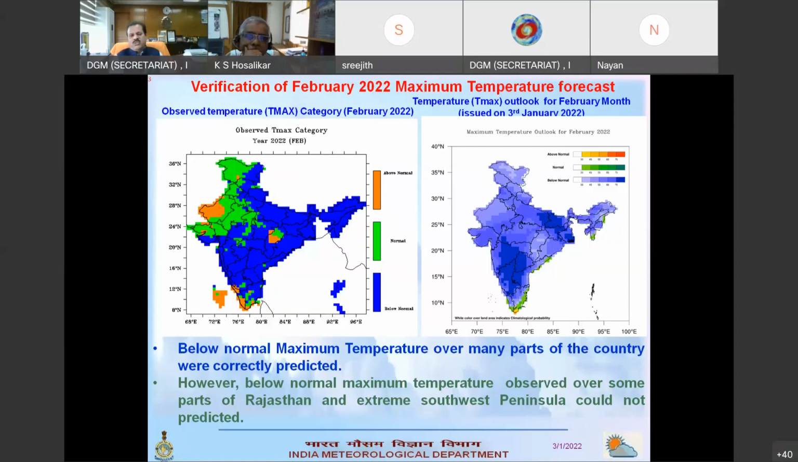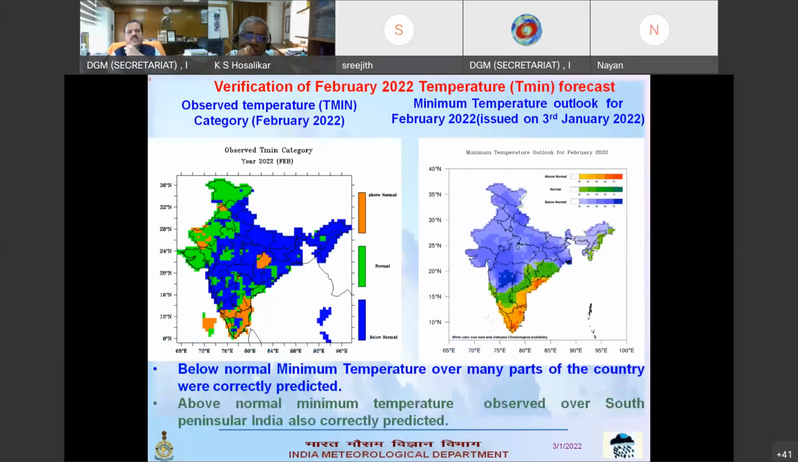So if I compare both the diagrams, we could predict reasonably well the below normal temperature over most parts of the country, except some parts of northwest India, especially western Rajasthan, where temperature has been above normal but prediction was below normal. However, if you see the country as a whole, the forecast was more or less reasonably accurate.